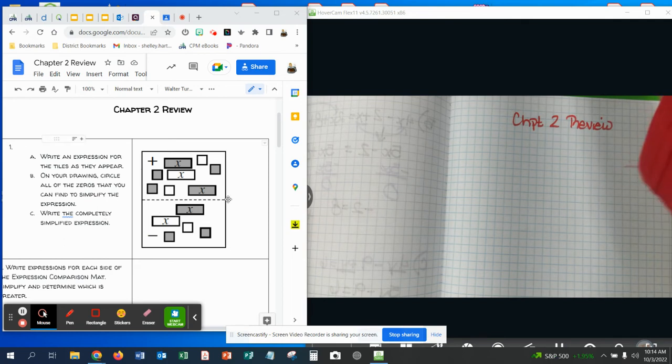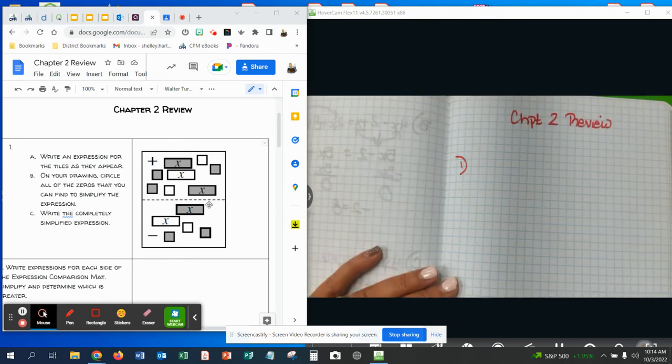Circle any of the zeros. We're not going to do that. So this is what we're going to do first. What are we going to do for number 1? We're going to write an expression, correct? What is going on in the boxes?